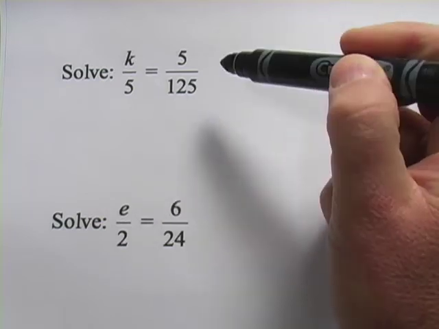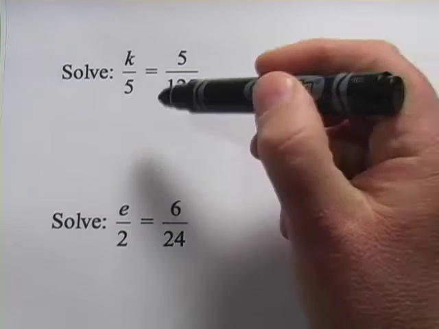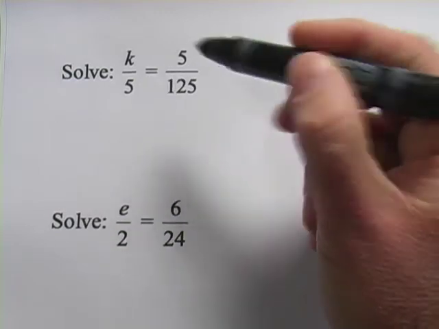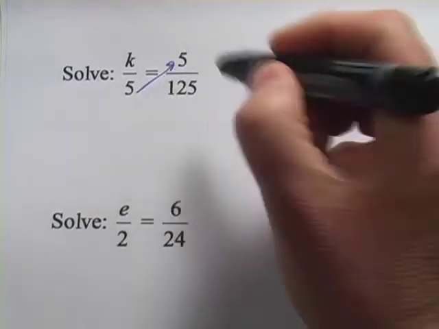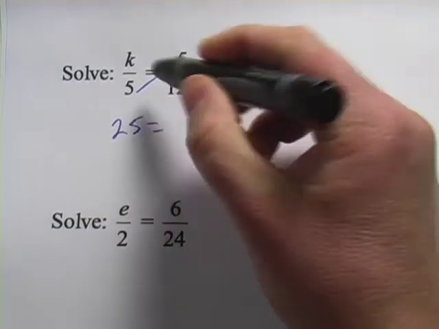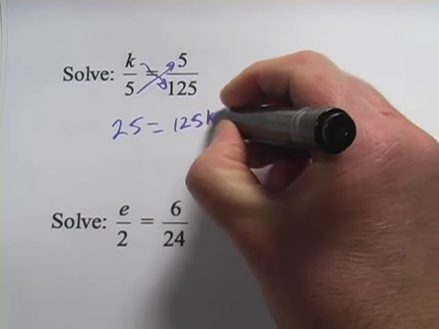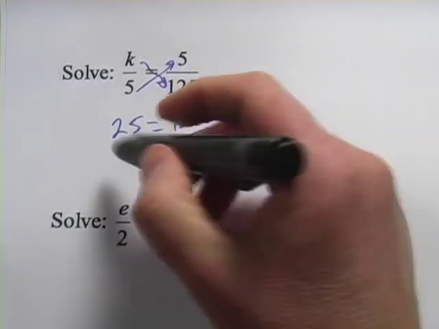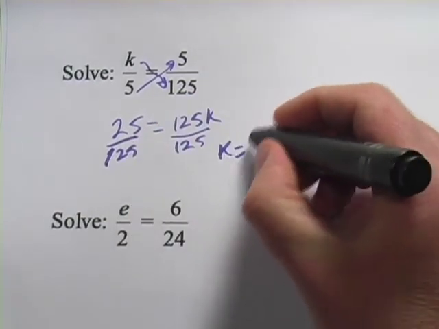So there are a lot of word problems you can use proportions to solve. But once you've got a proportion set up, how do you solve for the missing variable? Well, that's what I'm going to show you here today. I think the easiest way to do this is to cross multiply. So we'll multiply 5 times 5 and get 25, and we'll set that equal to 125 times k. Now we can solve for k simply by dividing by 125, and we get k equals 1/5.